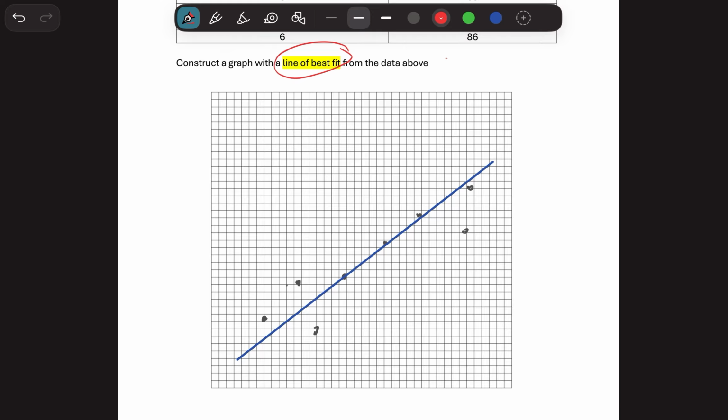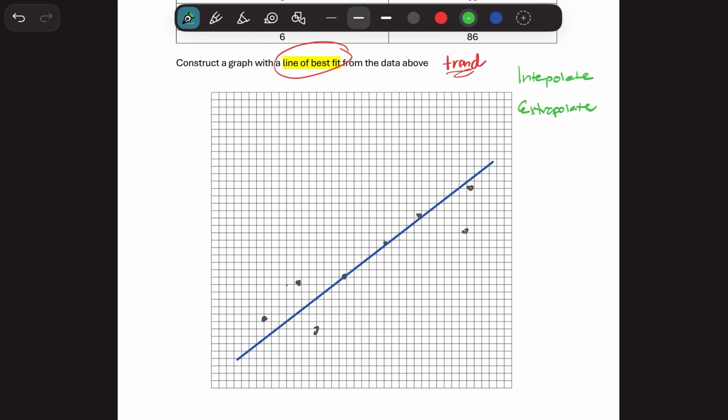And with the line of best fit graph, I'm trying to see a general trend. So it doesn't have to be accurate, guys. It's just telling me what trend I have. And line of best fit graphs are very unique because they allow me to do two things. They allow me to interpolate and they allow me to extrapolate. What do these words mean?